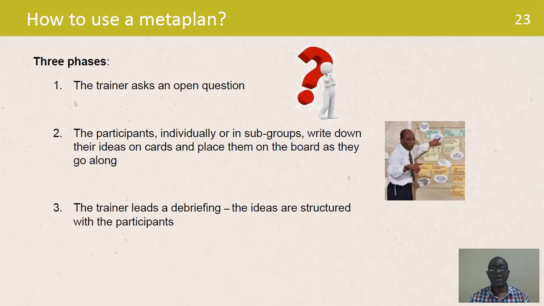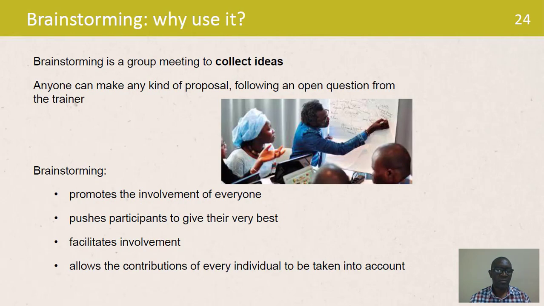How to use a metaplan. This technique involves 3 phases. 1. The trainer asks an open-ended question. 2. The participants, individually or in subgroups, write down their ideas on charts and arrange them on the board as they go along. The trainer already starts to structure the charts. 3. The trainer leads a debriefing. The ideas are structured with the participants. Brainstorming. Why use it?